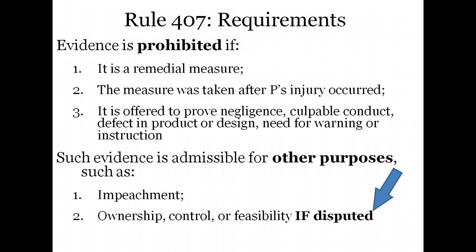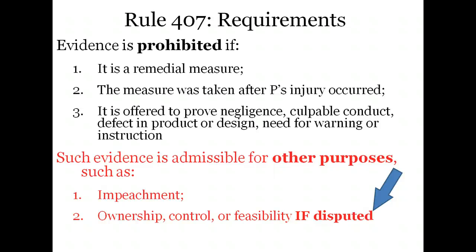Okay, so that's how the basic requirements of the prohibition work. Let's look at that other purposes clause now. The other purposes clause tells us that if the evidence is offered for another purpose, such as impeachment, ownership, control, or feasibility, if disputed, it can be used for that purpose.